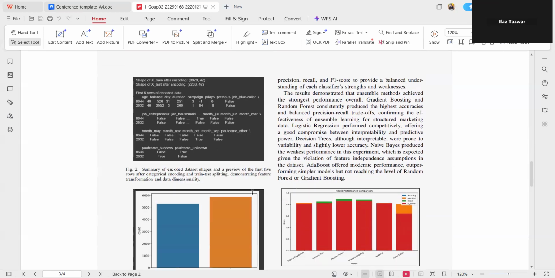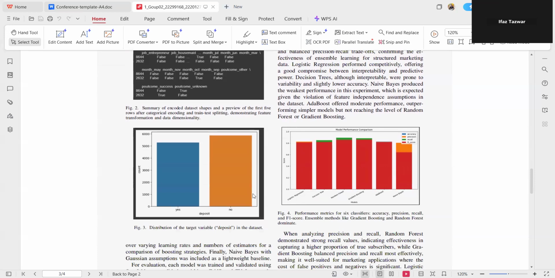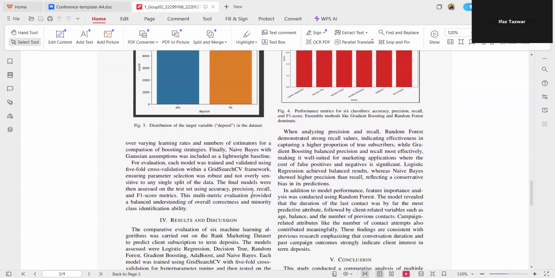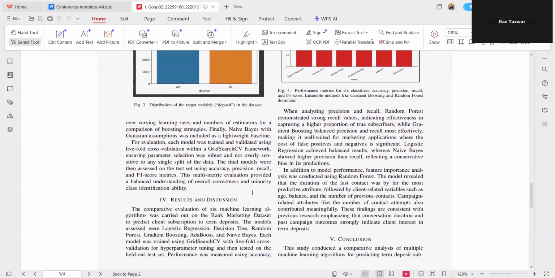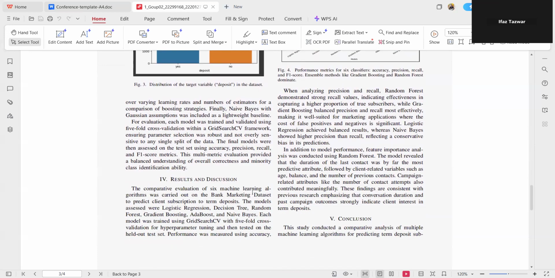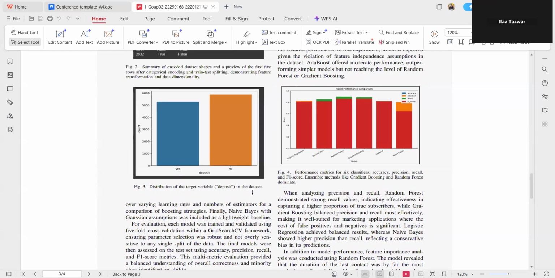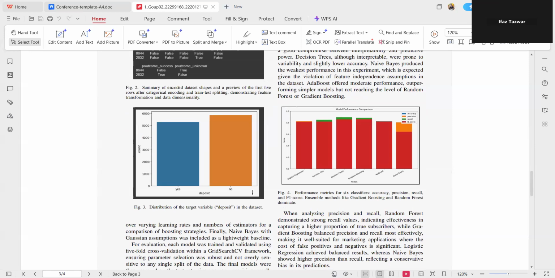This approach ensures that both the training and testing sets have the same proportion of positive and negative instances as in the original dataset. We then trained and compared 6 different machine learning models: logistic regression, decision tree, random forest, gradient boosting, AdaBoost, and naive Bayes. For each model, we conducted hyperparameter tuning using RandomizedSearchCV with 5-fold cross-validation to optimize the model settings.